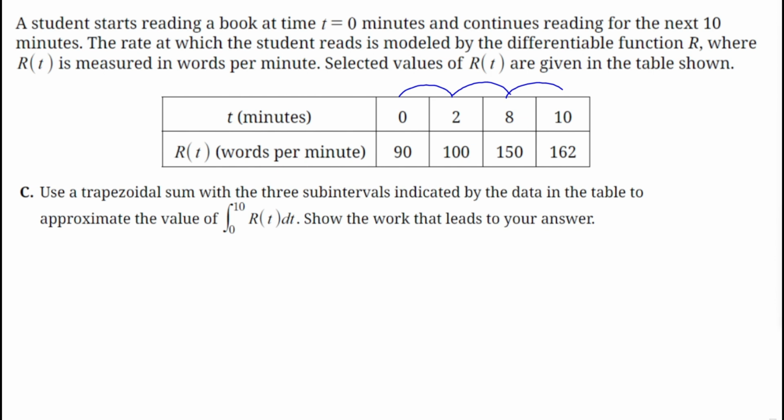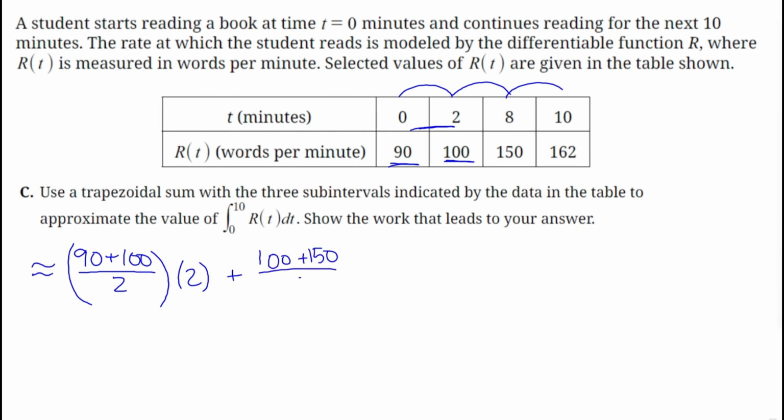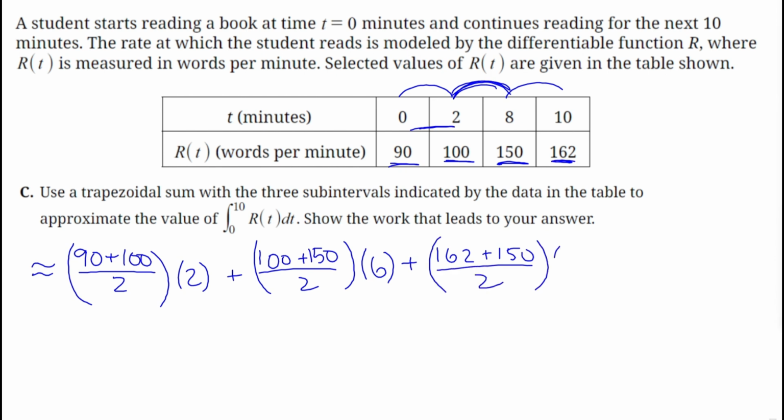So you can just go right ahead and say 90 plus 100 divided by 2, because that's the average of the 2 bases, right? The first and the second y values. And then multiply it by 2, the width from 0 to 2. And then we're going to add to that 100 plus 150 divided by 2 times that next width of 6 from 2 to 8. And then we'll add to that 162 plus 150, right, these last two, divided by 2 times the width here from 8 to 10 of 2.